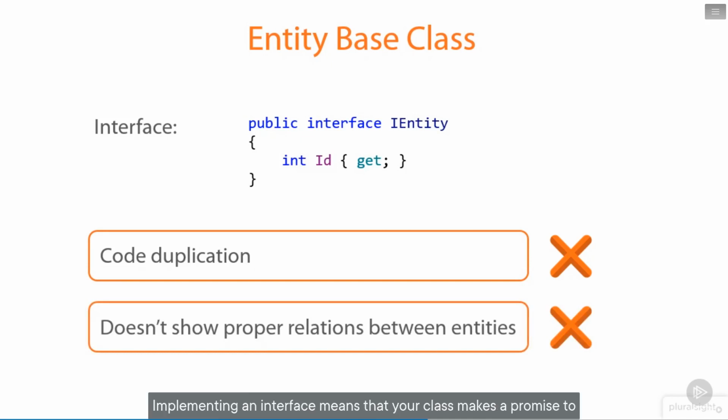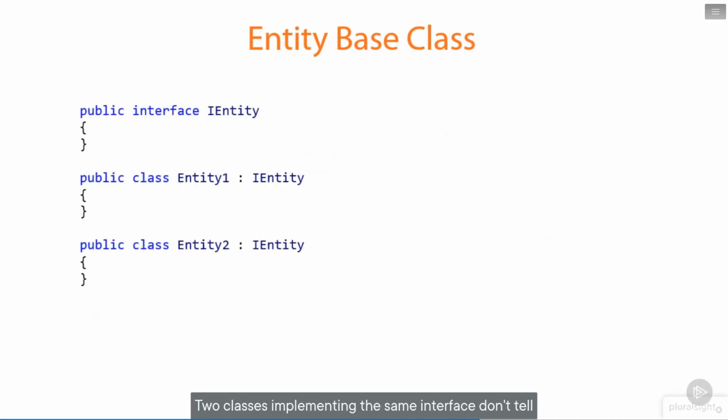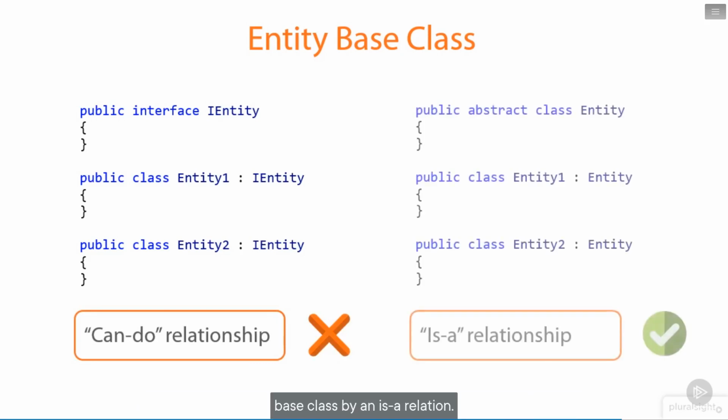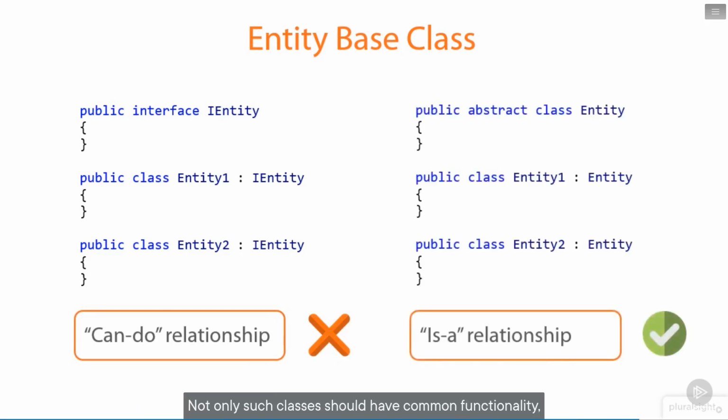Implementing an interface means that your class makes a promise to have some functionality defined in the interface. Two classes implementing the same interface don't tell us anything about their relationship. They can be related, but it also can be that they belong to entirely unconnected hierarchies. In other words, the IEntity interface introduces a can-do relationship, whereas domain entities should be connected to the base class by is-a relation. Not only such classes should have common functionality, but they themselves are entities.